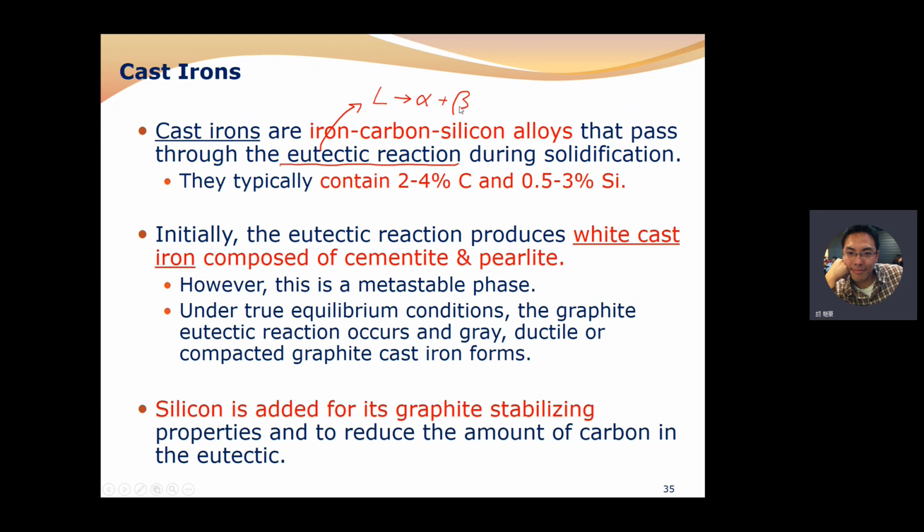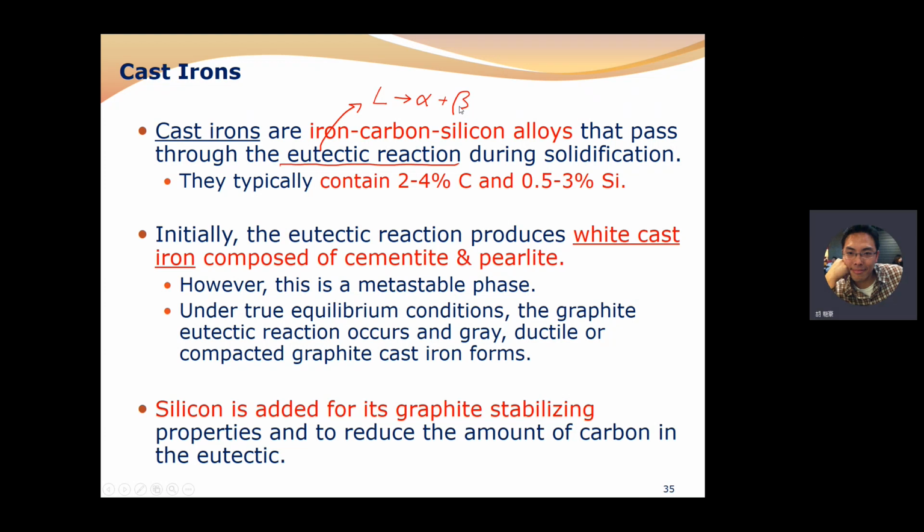So as we heard, white cast iron, what can you think of? What's the mechanical property of white cast iron? It's very hard, right? Because it's composed of cementite and pearlite structure. However, this is a metastable phase.